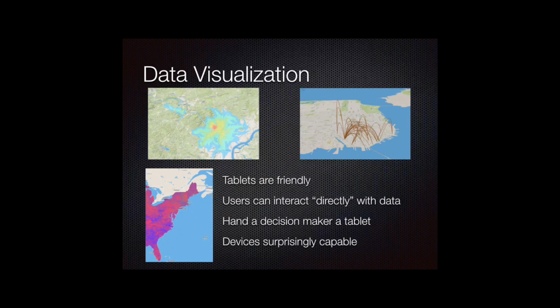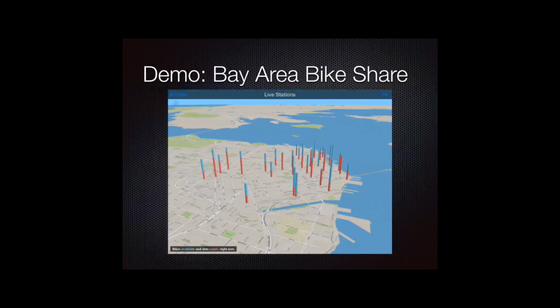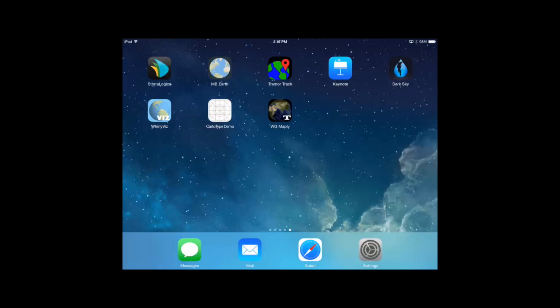So the reason I like doing data visualization on these sorts of devices is that, first of all, they're very friendly. You can hand a tablet to somebody and they'll start interacting with it. Users can really interact directly with the data, feel like they're close to it. And it's the kind of thing you can just hand off to somebody and they'll start playing with it. And the devices are surprisingly capable once you've gotten the hang of their capabilities. So let's take a look at a quick example here.